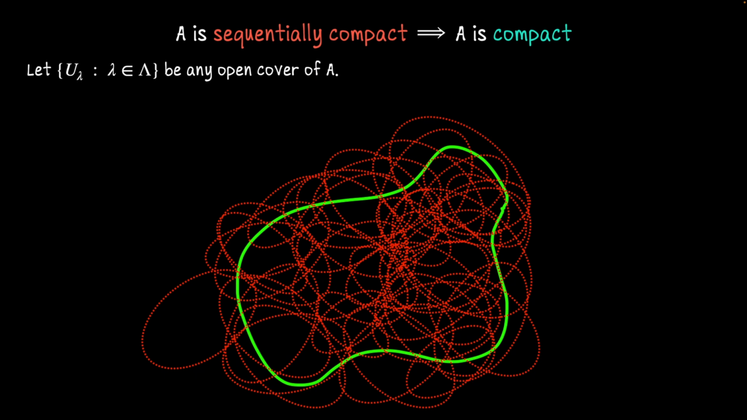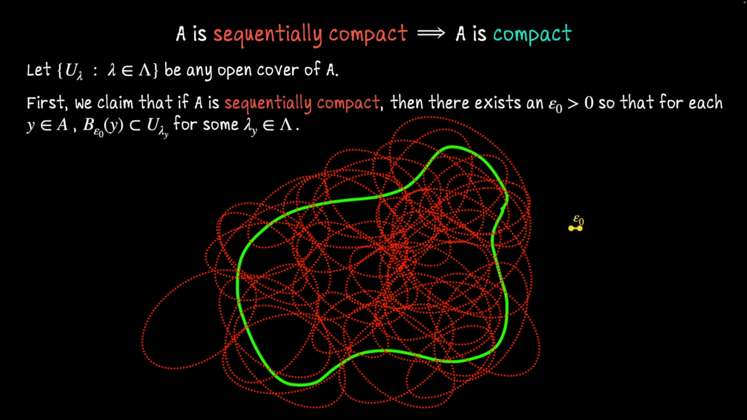All right, so in my illustration here, we have some set A, and these red dotted pancakes, these open sets, together are forming the open cover of A. A is contained in their union. Ultimately, I want to show that if A is sequentially compact, then A is compact, but to get there, we have to first prove a lemma.